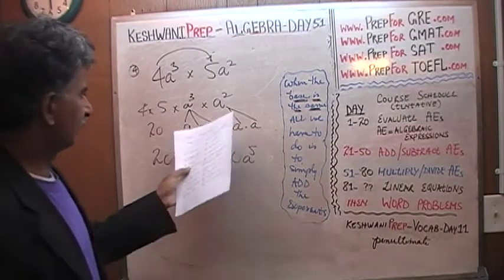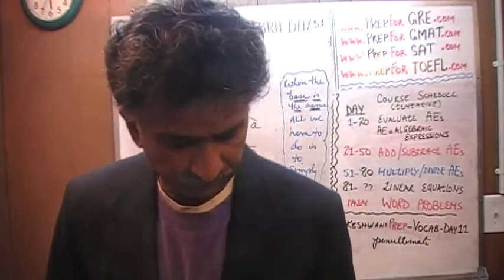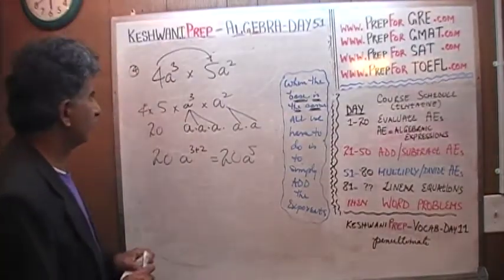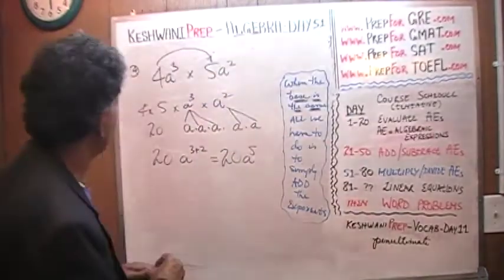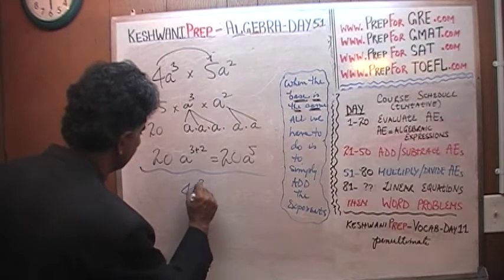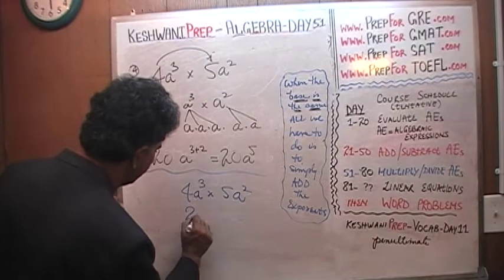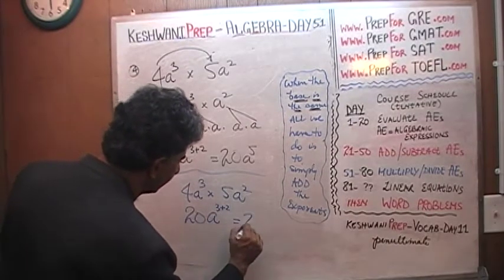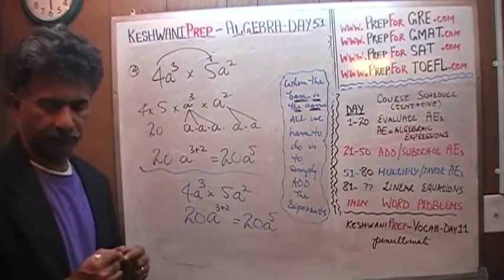Do you understand? And of course I'm not going to show all these intermediate steps all the time. After a few problems you will begin to get the hang of it. If you want to do the same problem in a more straightforward manner, this is how we would do it without showing all the intermediate steps. If somebody simply asks you how much is 4a cubed times 5a squared, well, it's simply 4 times 5, which is 20, and a cubed times a squared is a raised to 3 plus 2, which is 20a raised to the 5th. Voila. You understand? Very good.